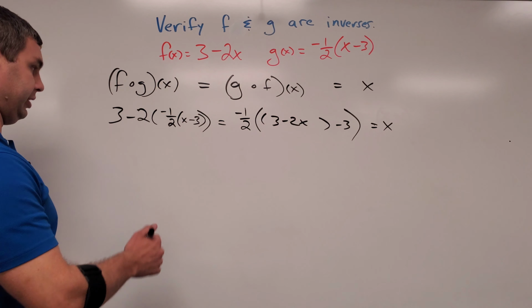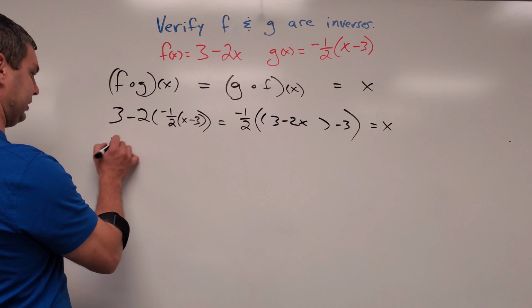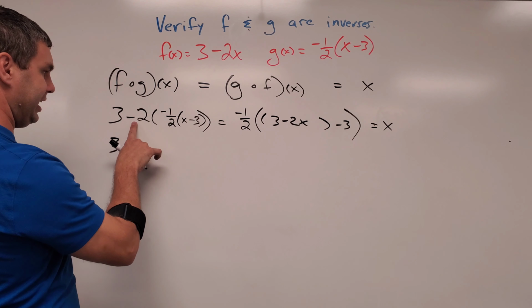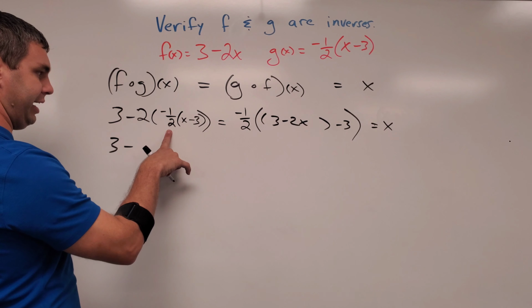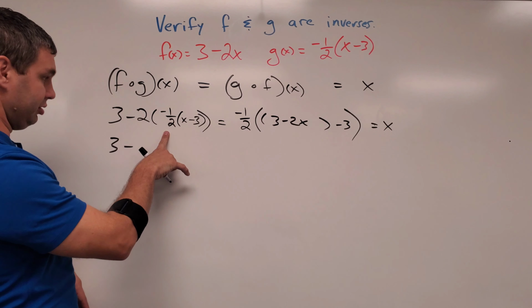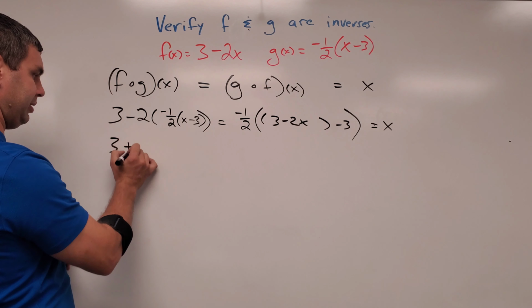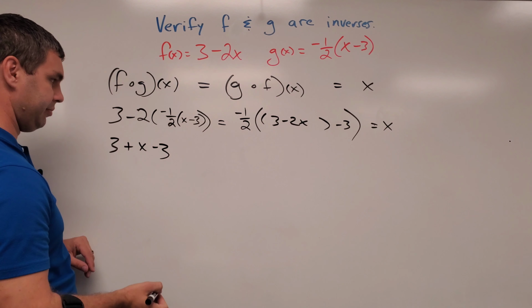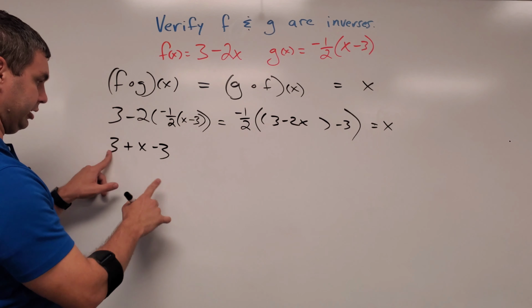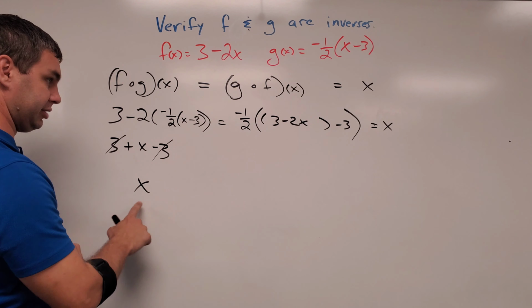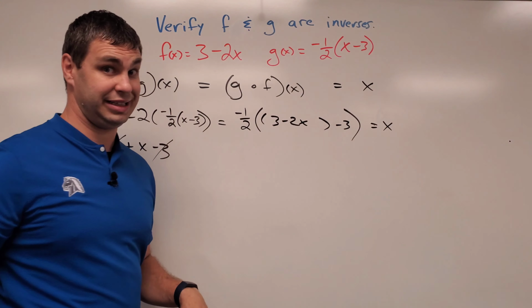Let's try it. Let's simplify a little bit over here. And as I do that, I have 3 minus, and then the negative 2 and the negative 1/2, because I can't really do anything in these parentheses yet. So these two are actually going to cancel, essentially, and it's going to be 3 plus x minus 3. All right, 3 plus x minus 3. Now, what is 3 minus 3? Well, it is 0. They're going to just cancel. So that leaves me with x, which is good, because that's what I'm trying to get to eventually.